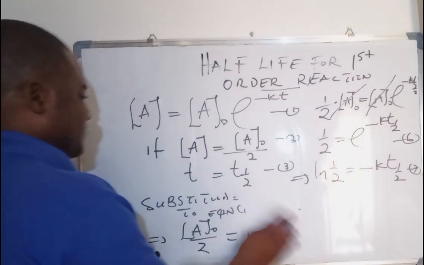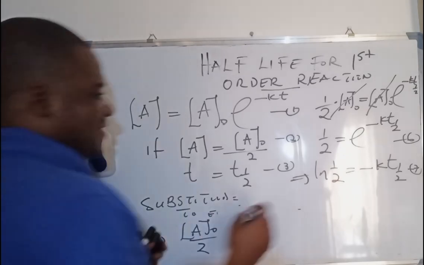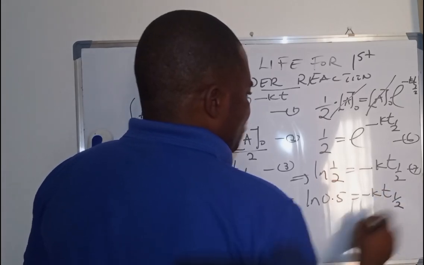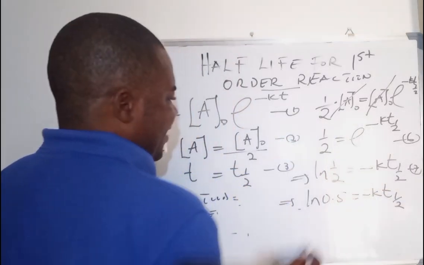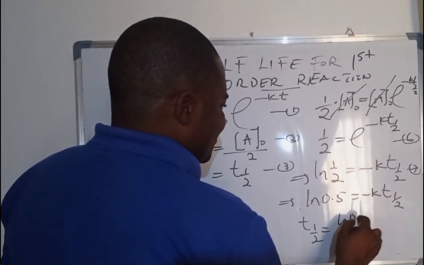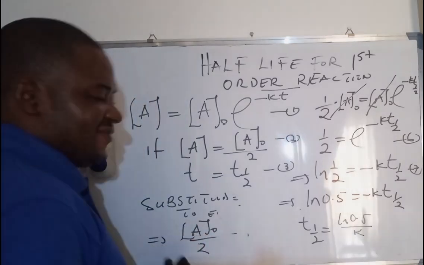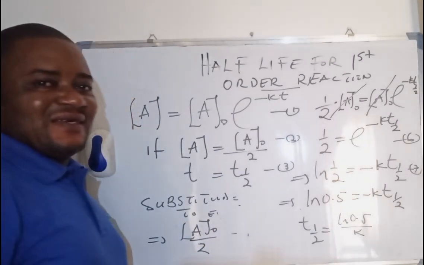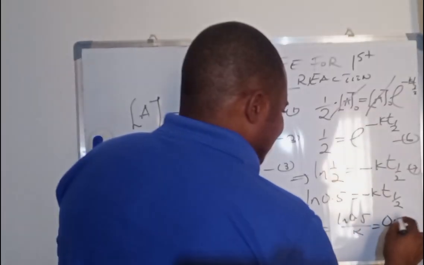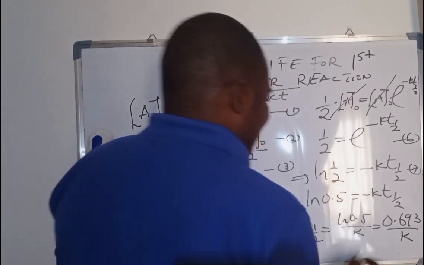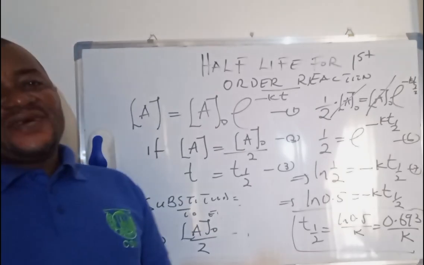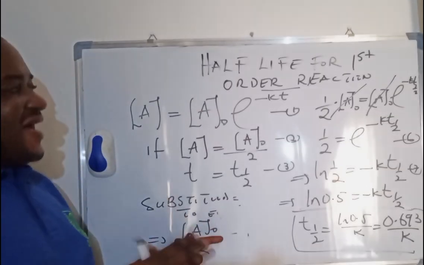Now with this, it is easier for us to know that this is the same thing as saying the ln of 0.5 is equal to minus k t half. We can look for the half-life by simply saying that the half-life is equal to the ln of 0.5 over k. And the ln of 0.5 is 0.693. Am I right? So this is the same thing as saying 0.693 all over k. And this, of course, is the equation that defines the half-life of a first order reaction. So simple and so short.